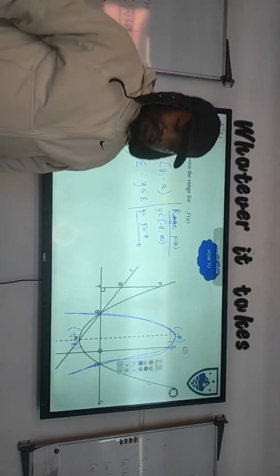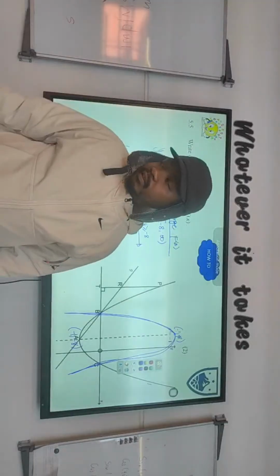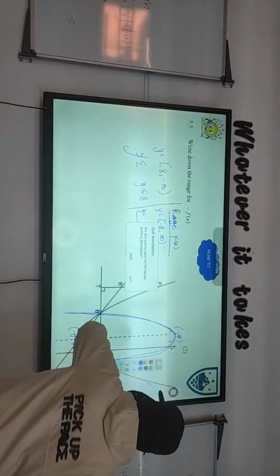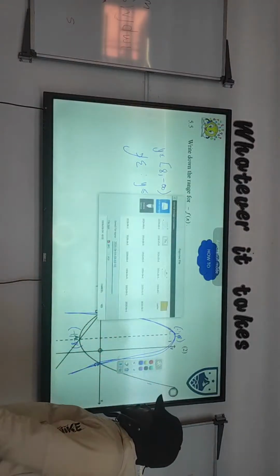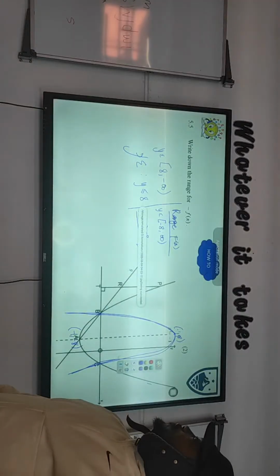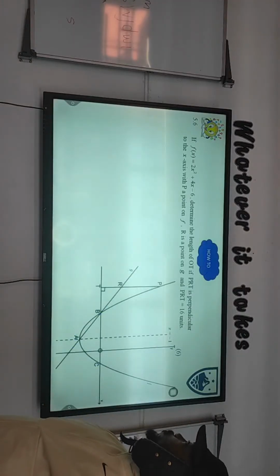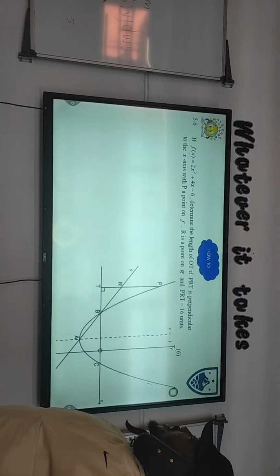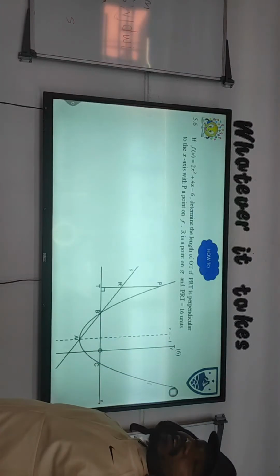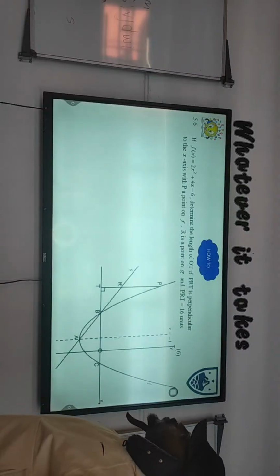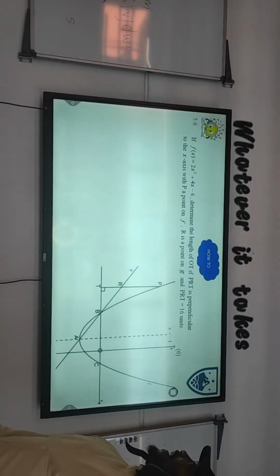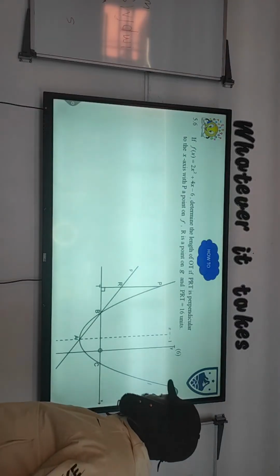And then I'm going to write the points again. These are critical thinking questions. It says that if f plus 4x minus 6, determine the length of OT.